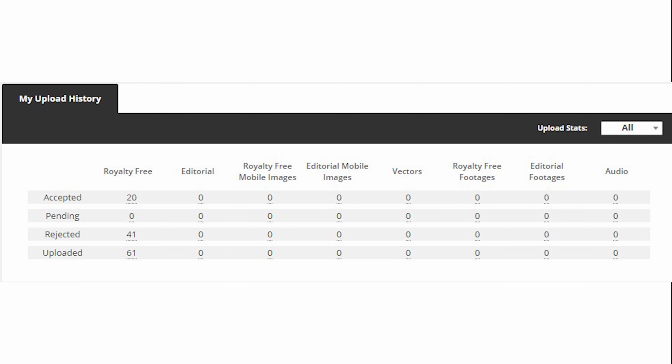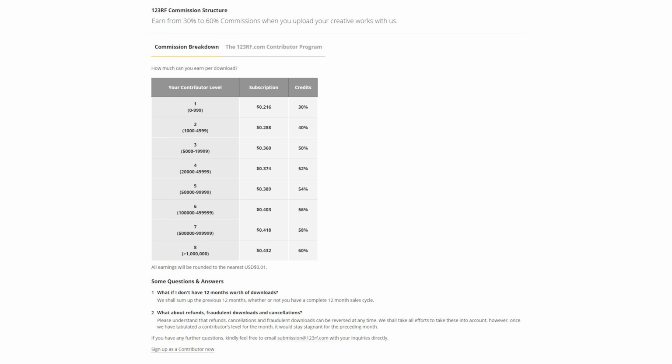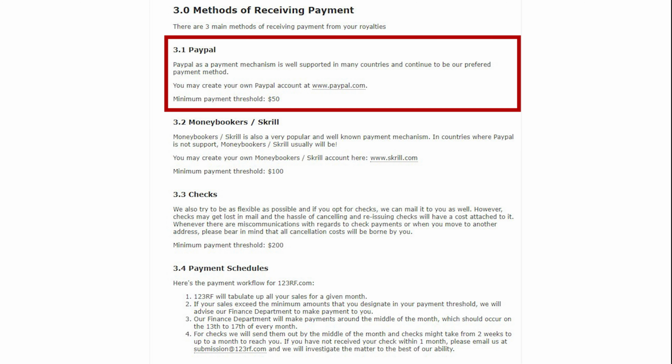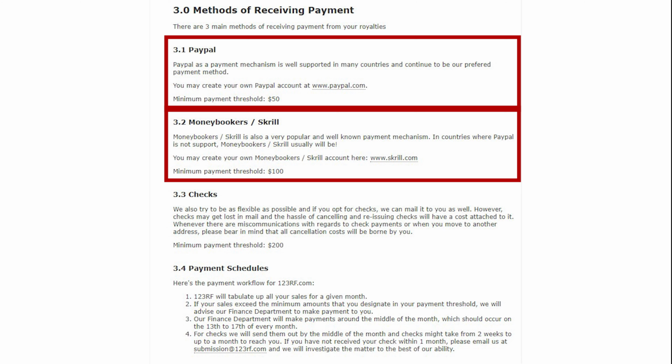All images that were rejected were from the same batch. Another stock site accepted all of them, so I'm not sure if that was just one-off or will it become a recurring thing. That happened with my second upload, and from then on I didn't put much effort into this portfolio. 123RF also has a contributor level system, and you can earn from 30 to 60% based on how many licensing points you get, and you can get paid when you reach $50 or $100 in earnings.